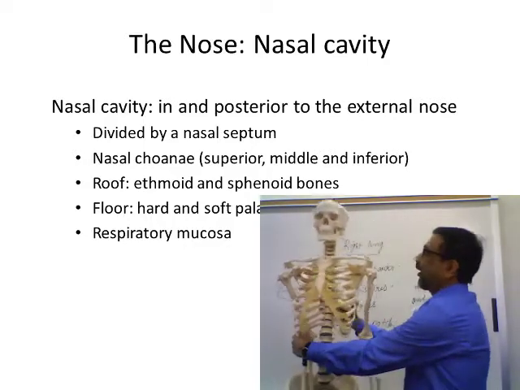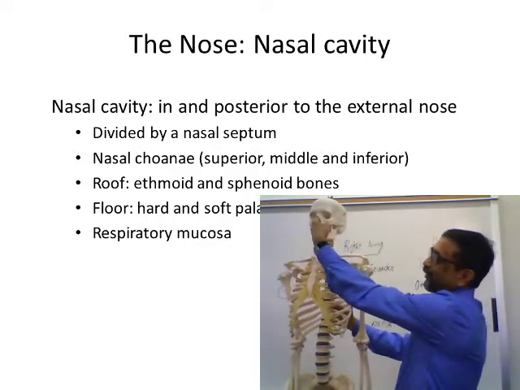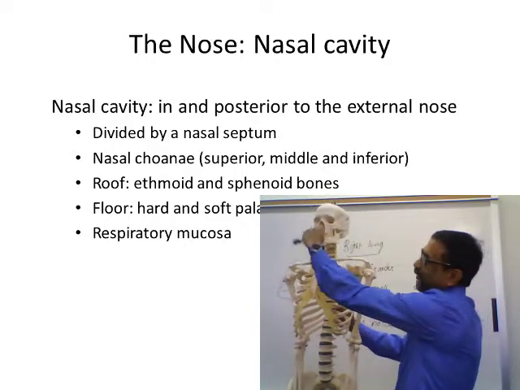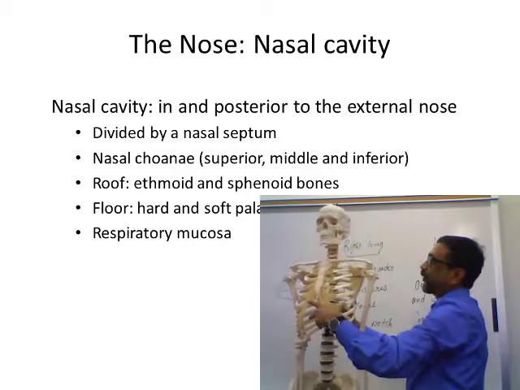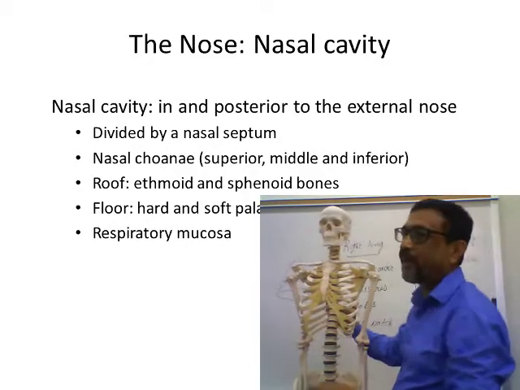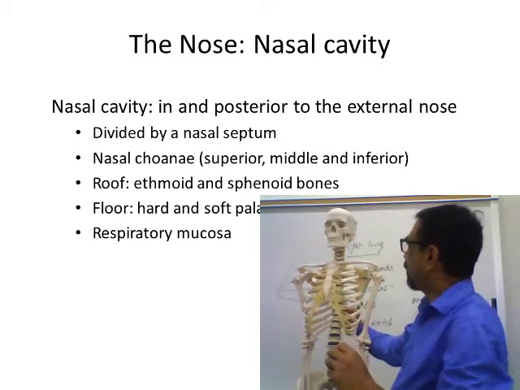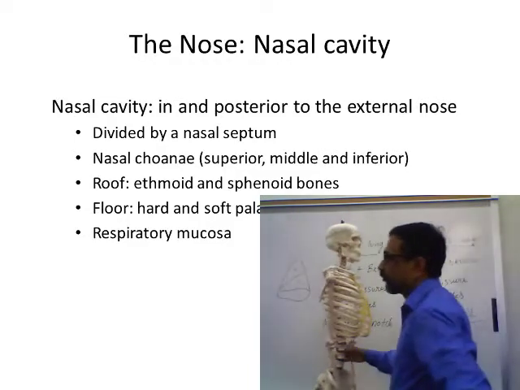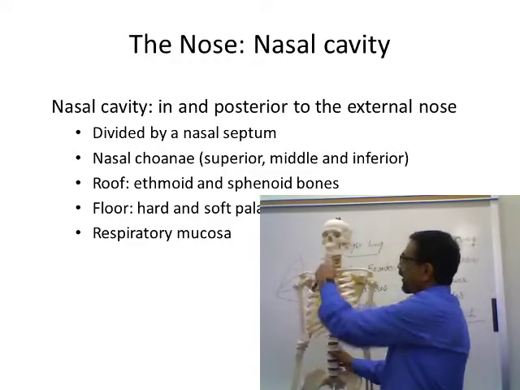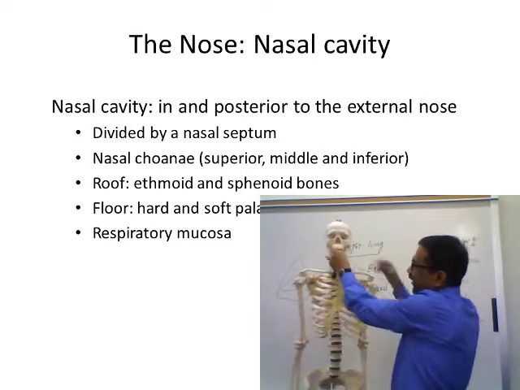You see, this is the nasal cavity. So the roof is formed by two bones, sphenoid and ethmoid. Part of sphenoid and ethmoid, those two bones form the roof. Floor of nasal cavity. Floor of nasal cavity is what?